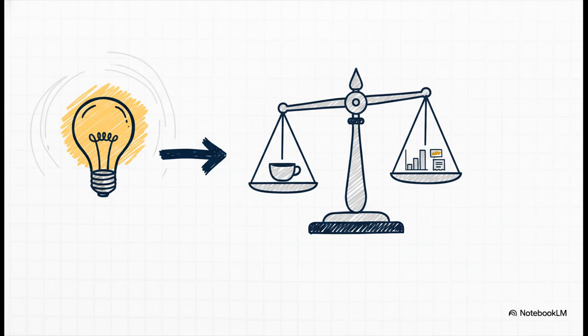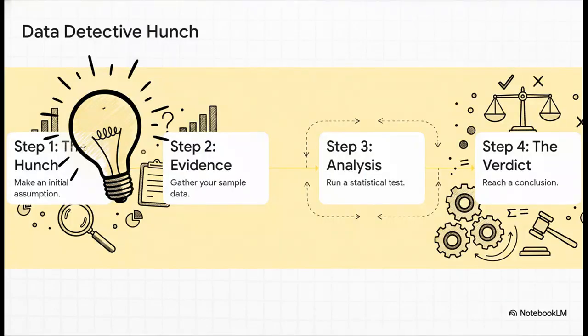Well, a huge tool in the toolkit is something called hypothesis testing. Seriously, just think of it as a formal, step-by-step process for testing a hunch. Like, I bet lattes will always be more popular than cappuccinos. And the process makes total sense. First, you start with the hunch, your initial idea. Second, you gather your evidence, your sample data. Third, you do the analysis. You run a proper statistical test on that data. And finally, you reach a verdict. Does the evidence support your hunch or not?